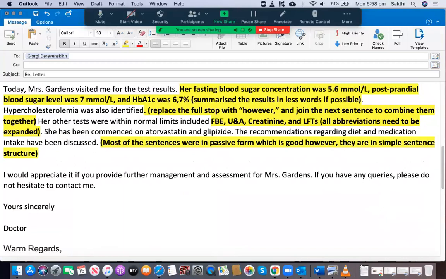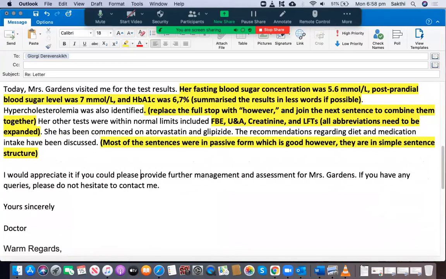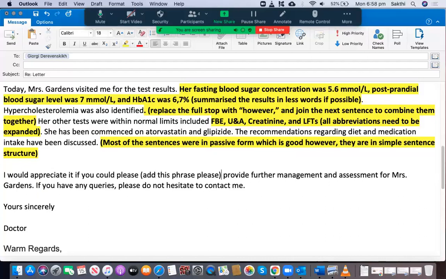All right, I would appreciate it if you could provide that. So instead of writing down if you provide, you could have added this one: if you could please provide. Okay, this actually makes the letter even more formal. Okay, so please add this phrase, please. So you could have added this phrase.